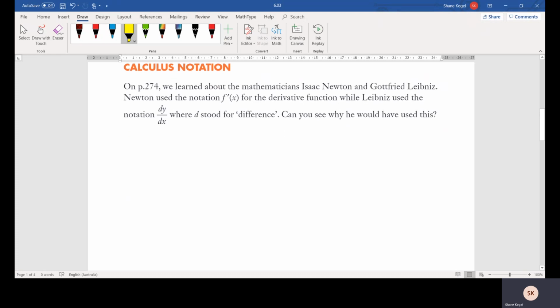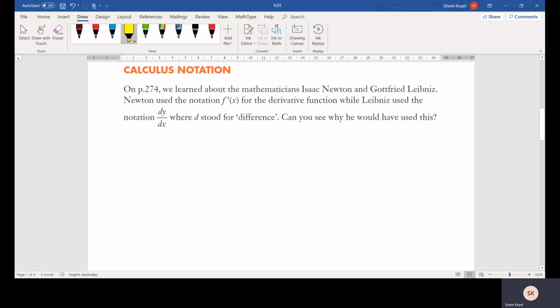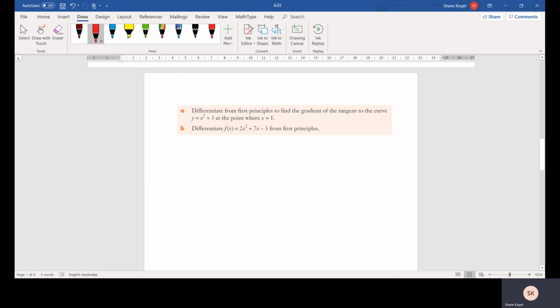So, calculus notation. On this page, we learned about the mathematician Isaac Newton. Newton used the notation f dash of x for the derivative function, while another mathematician used the notation dy over dx, where d stood for difference. If we remember back to a straight line, the gradient of a straight line is our difference in y values with respect to our difference in x values. So as you can see here, this is where we derive it from: difference in y values, difference in x values. Again, that's just a bit of background information, not too relevant.